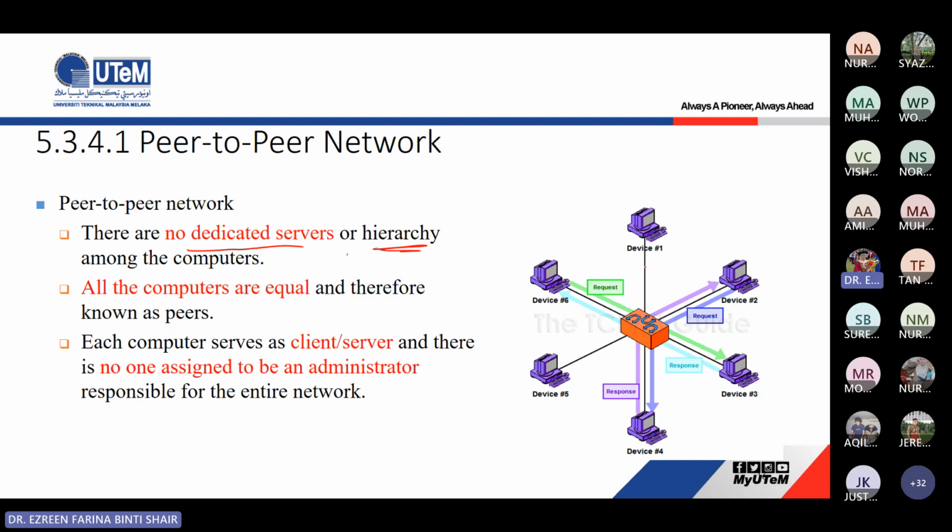Over here you have multiple devices, and all of these devices have the same function. All of the computers are equal to one another. So this is what we call a peer-to-peer network. Each device, device 1, 2, 3, 4, 5, and 6, will act both as a client and also a server. For example, this one will act as a client and also the server. There is no one single server.